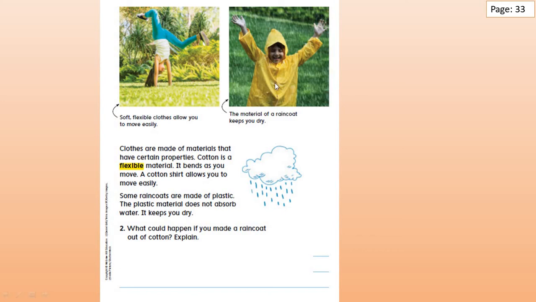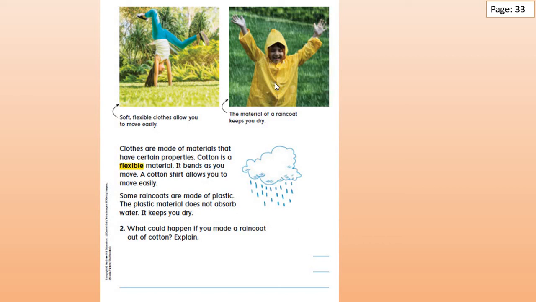Let's see this boy. He is very happy. He's playing with rain. He's very happy. He doesn't worry about his clothes. They are still dry, so he didn't feel cold. Why do you think that? Because he wears a raincoat, and the raincoat is made of plastic. Plastic does not absorb water, so it keeps this boy dry.